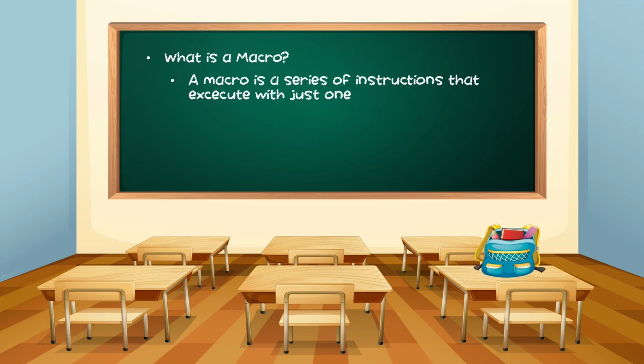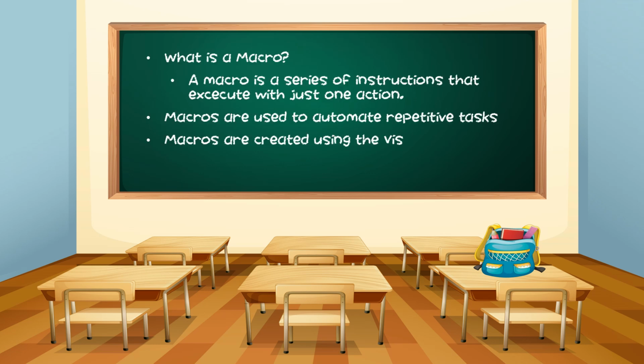What is a macro? A macro is a series of instructions that execute with just one action. Macros are used to automate repetitive tasks. And lastly, macros are created using the Visual Basic for Applications programming language. Let's go ahead and get started.